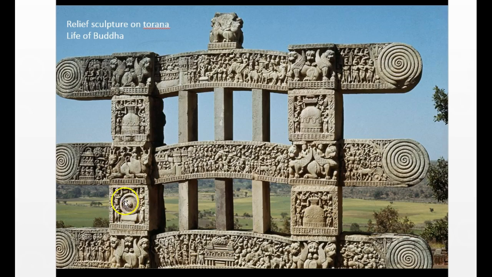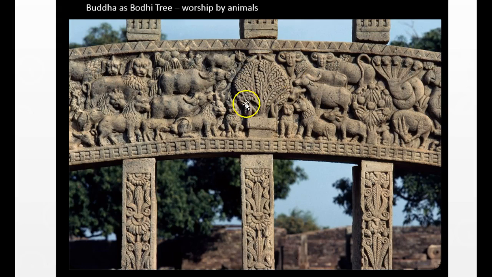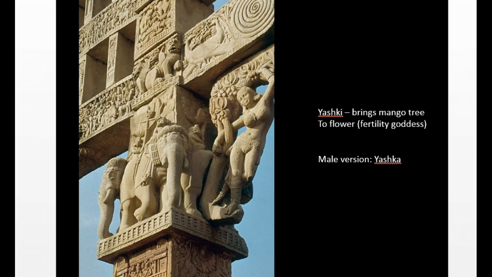One is the wheel, the cyclical wheel of life. The lion has something to do with his family, but it stands in for Buddha. And then we have the Bodhi tree under which he is said, according to legend, to have received enlightenment. The other one I like is the footsteps.